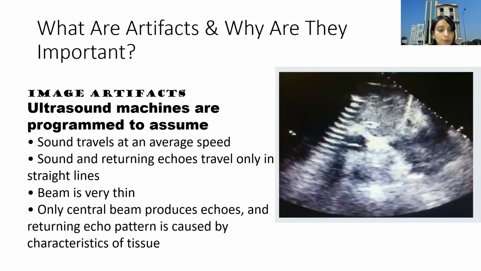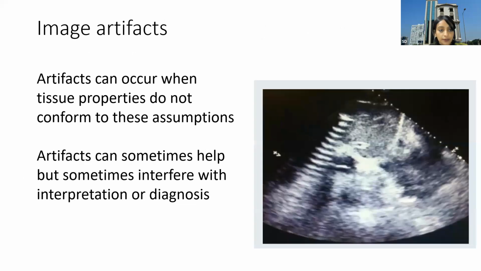Next is artifacts. Artifacts will be dealt with in detail later. There are different kinds of artifacts present. Ultrasound machines are programmed to assume certain things. The sound travels at an average speed, and when the sound hits a structure, the returning echo travels back in a straight line. When that is scattered multiple times, with the beam going and coming back, it produces an artifact. Various artifacts that are seen will be demonstrated later.